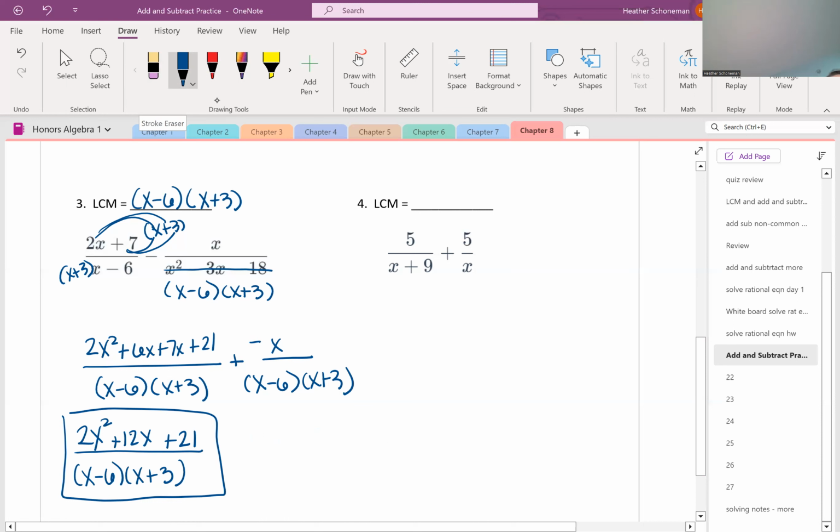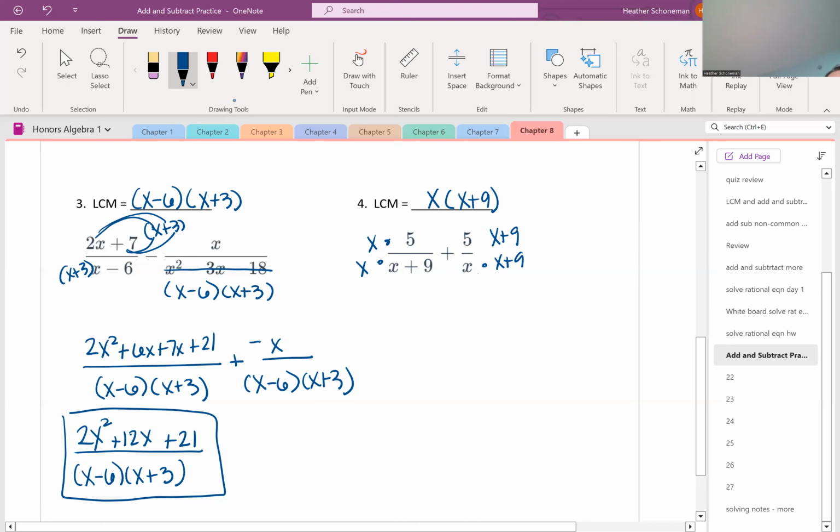All right, it won't let me access any other pens, I don't think, so we're just going to go with blue again. Okay, on the next one, my denominators are x plus 9 and x. So my least common multiple is going to be x and x plus 9. On the first fraction, it has the x plus 9, but it's missing the x. This one has the x, but it's missing the x plus 9. So again, when I add and subtract, I'm not clearing the fractions. I'm trying to make their denominators match, and my answer will be a rational fraction.